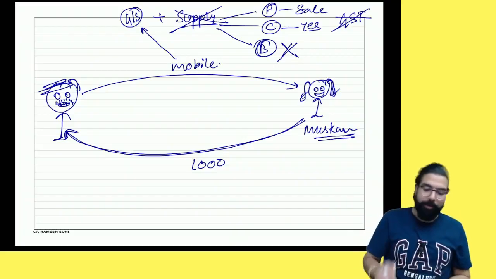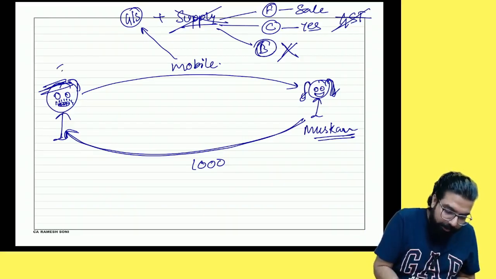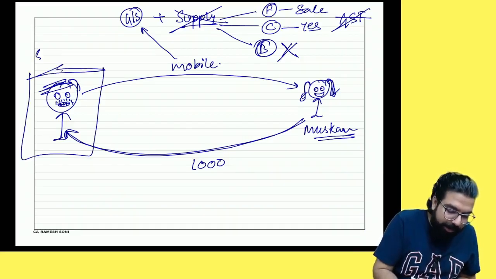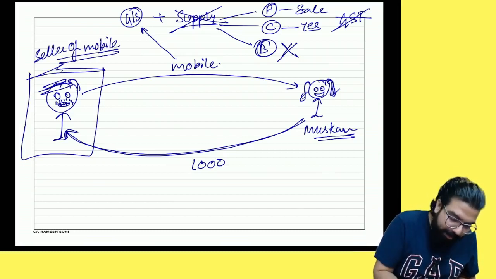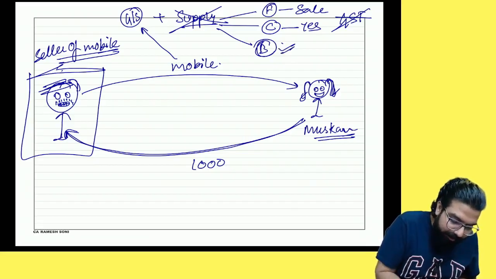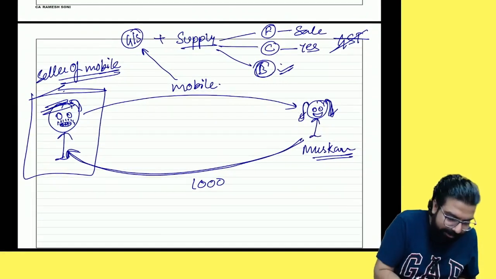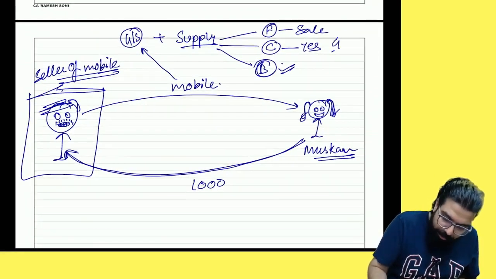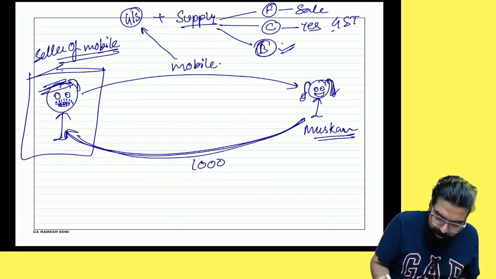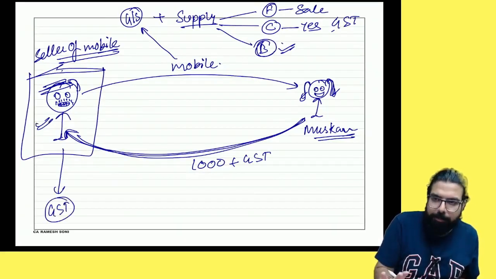Okay, I'll ask you the next question. What if Manoj is a seller of mobile? In this case, what will happen? Why supply? Because it's in the course of business. Will GST get charged? If GST gets imposed, what will Manoj do now? Manoj will collect GST and pay GST to the government, provided Manoj is a registered person.